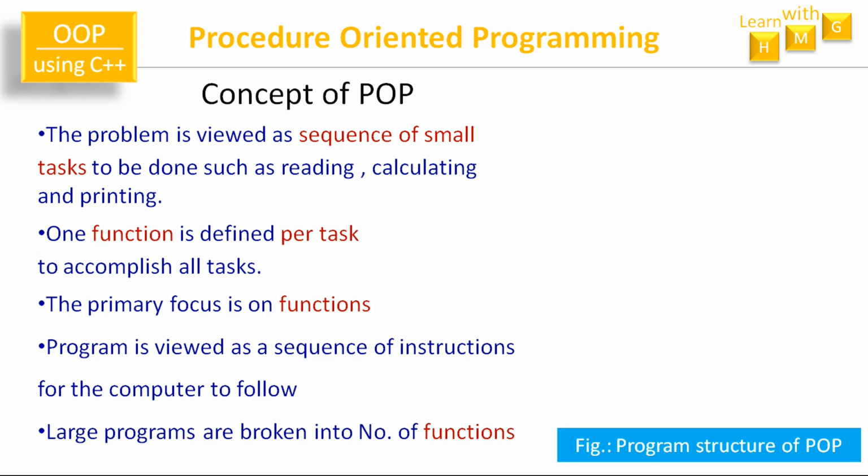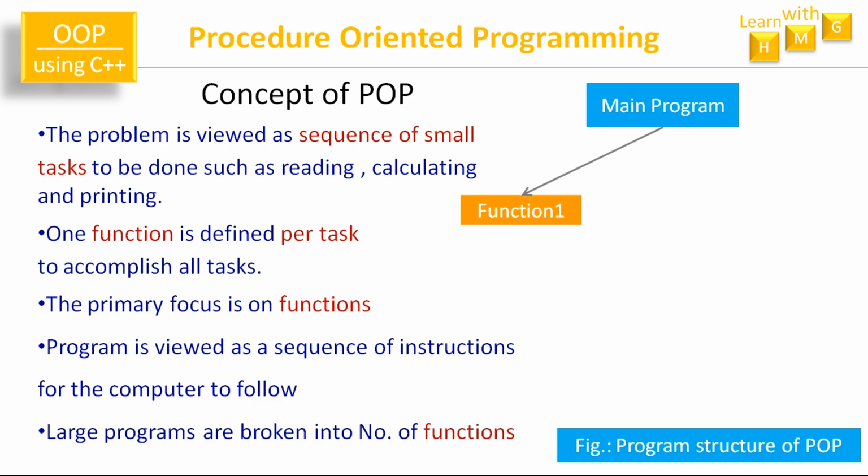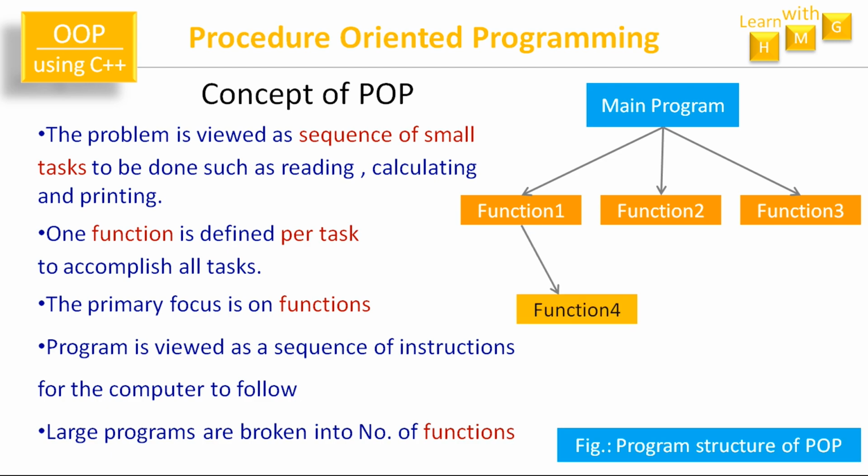Let us see the program structure of procedure oriented programming. So this is your main program. This main program may be divided into number of functions. Let us say function 1, function 2, function 3. So like this the main program is divided into 3 broad functions: function 1, function 2, function 3. The broad 3 functions may have their own internal functions or be divided into other functions at another level.